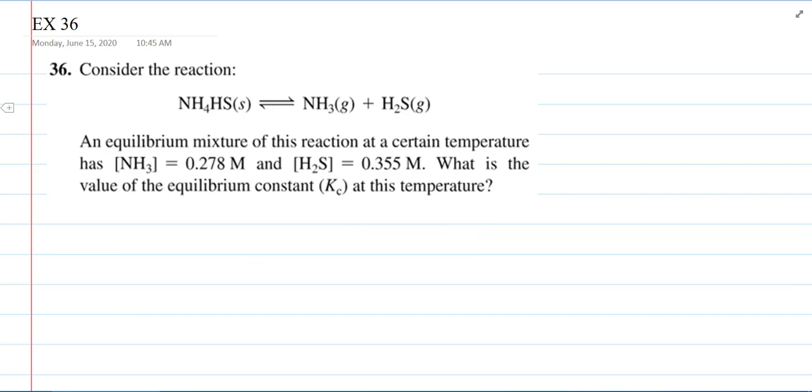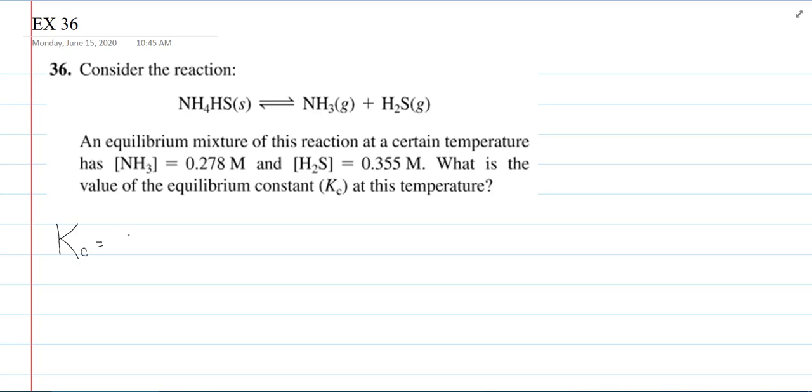Number 36. An equilibrium mixture has a reaction at a certain temperature. It has ammonia at this concentration and hydrogen sulfide at that concentration. What's the value of K? So we want to figure out Kc, the concentrations. What is the equilibrium constant expression?